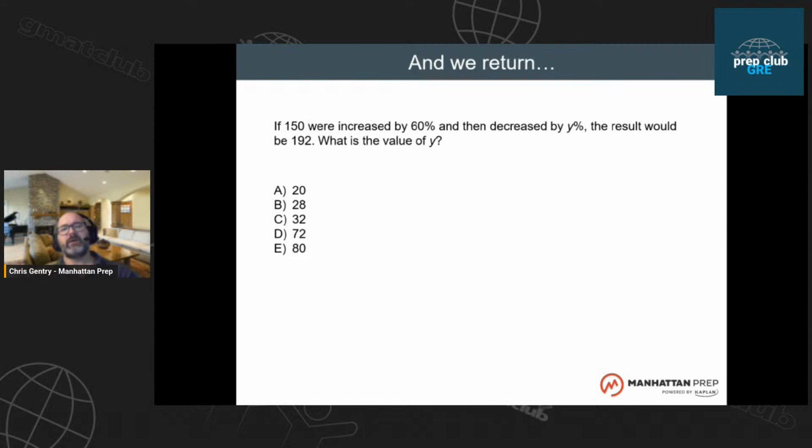And now we come back here. Everyone take a moment. See what we can do with this problem. Type in done when you are done, or you can type in the answer choice you would select.